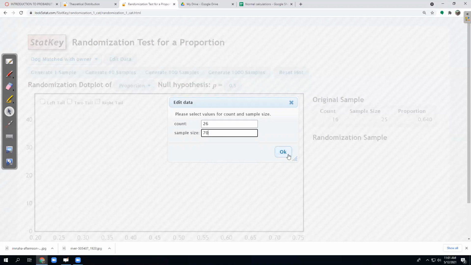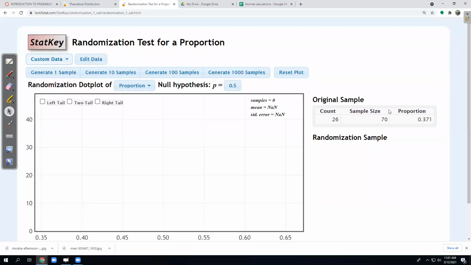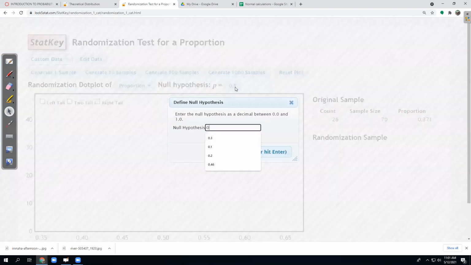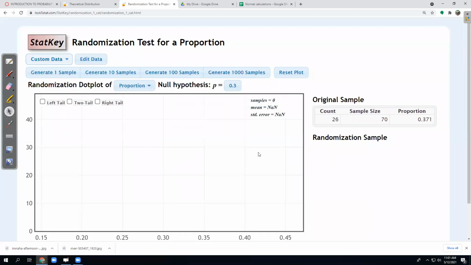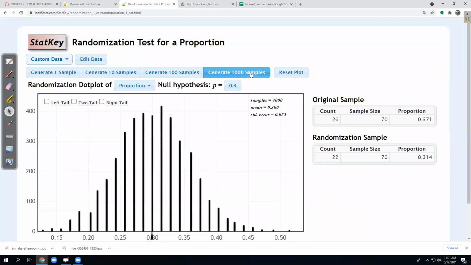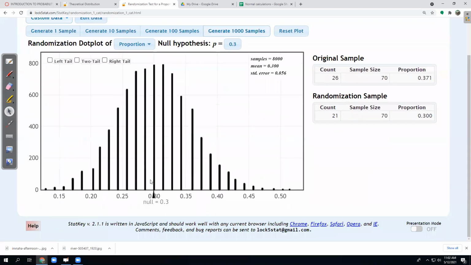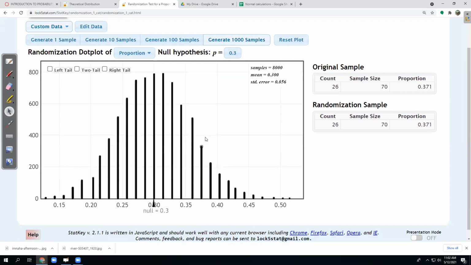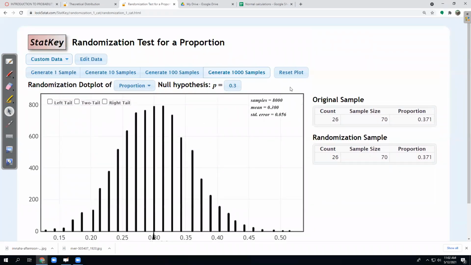So that's part of using a hypothesis test in StatKey. Second part is, what's your null hypothesis? Null hypothesis, 0.3 was the null. Okay, that's the second part. Once I have those two set, I generate thousands of similar samples to the one I had. And I can see they're hovering around 30%, but there's going to be variation. That's what we're trying to calculate here by reshuffling this deck of cards in many different ways. And 8,000 should be enough.